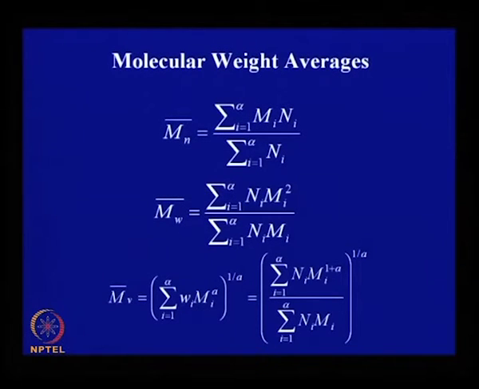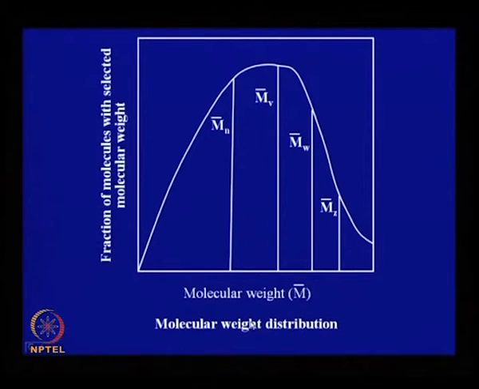Now look at the summary of these molecular weight averages: number average molecular weight, weight average molecular weight, viscosity average molecular weight. Then you draw the distribution curve. This is a distribution curve for different fractions of a polymer solution having different molecular weight. So, where the number average can be located, or the viscosity average, weight average, or Z average can be located.